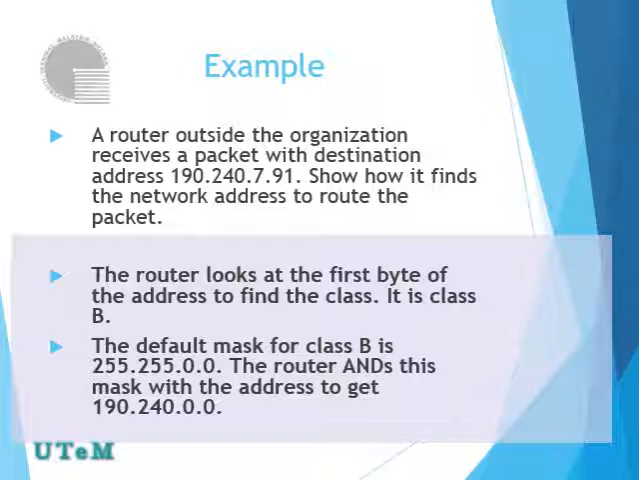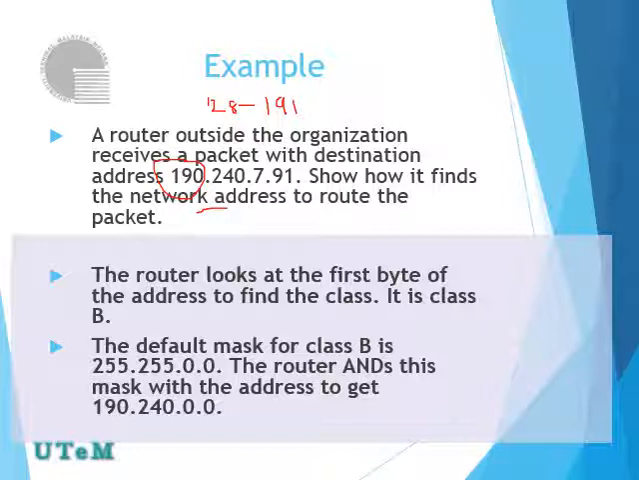Okay, so let's look at this example. A router outside the organization receives a packet with destination address 190.214.7.91. And this is class B, isn't it? Because the range is between 128 and 191. So how do we find the network address? You can use the default mask.